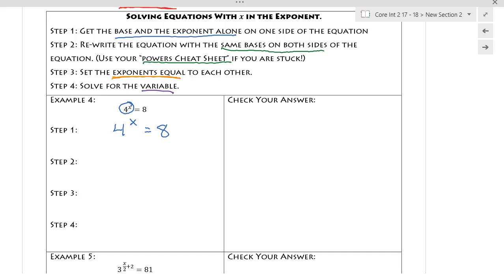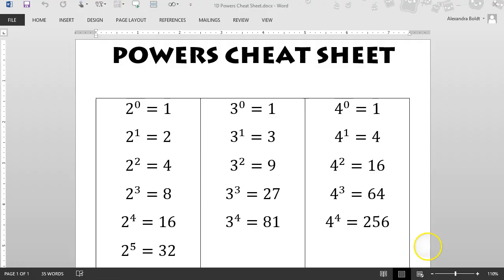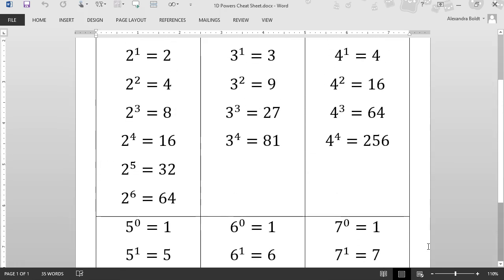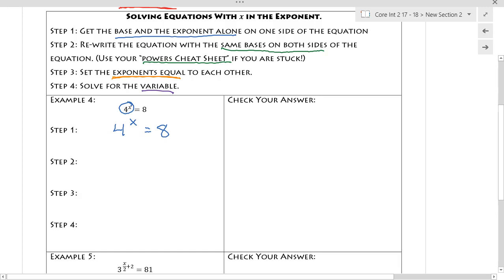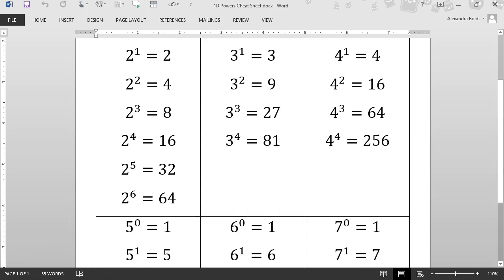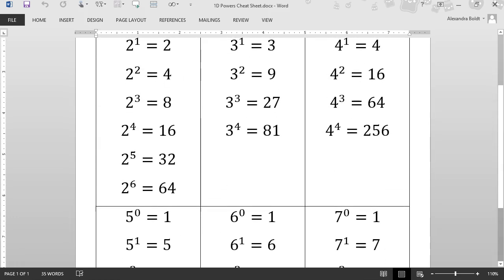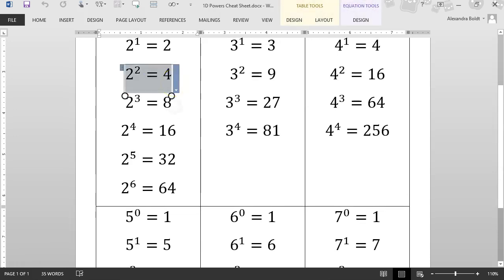So if I look at my powers cheat sheet, sorry, I have a whole bunch of things up, which looks like this. What I'm going to be doing is I want to find both numbers that are on either side of my equation in one of these boxes. Okay, so you have 6 boxes. You need to find both of them in one box, and that's the base you want to use. So if you look, I'm looking for 4 and 8. Looking at all these boxes, I have a 4 here and an 8 here.